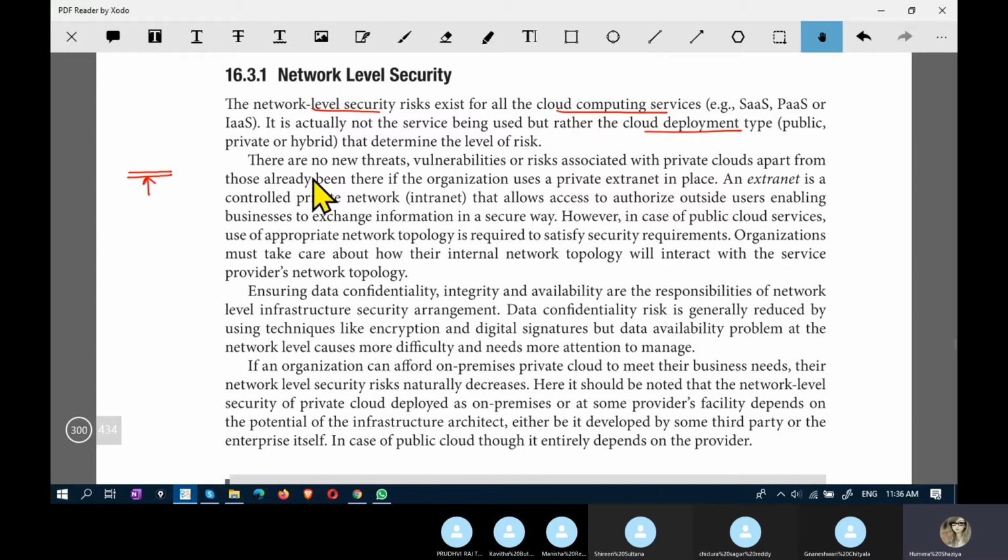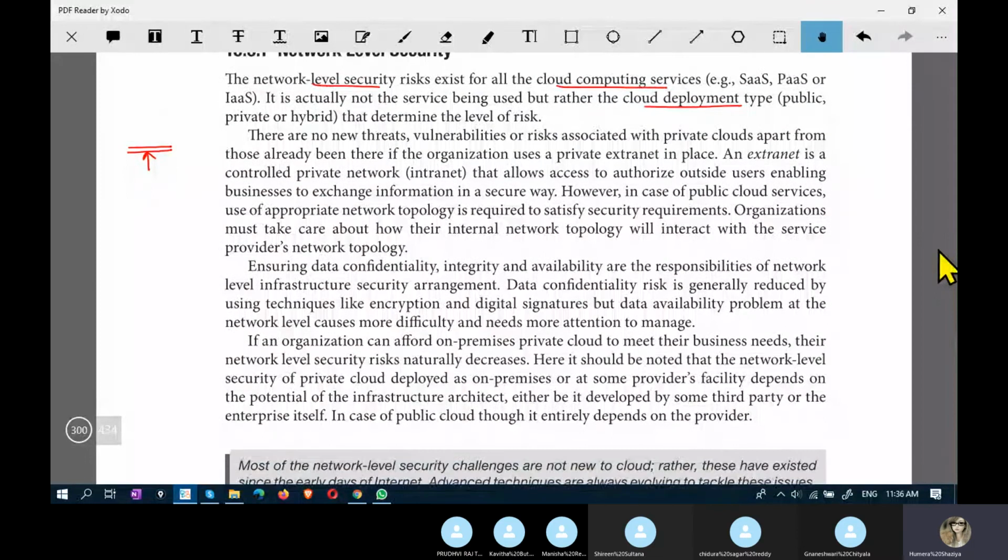All right. And what happens is, in this, data confidentiality should be ensured, integrity and availability. These are the responsibilities of network level infrastructure security arrangement. Network level infrastructure security arrangement should ensure data confidentiality, integrity and availability.